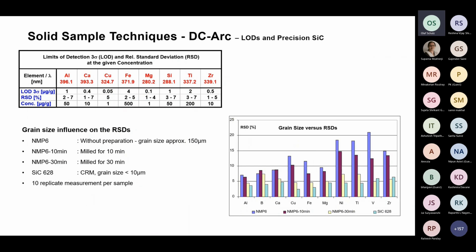The DC-arc technique enables limits of detection in the lower milligram per kilogram range and RSDs in the range of 5%. And those largely depend on the grain size of the material. And as the picture shows, RSDs for materials with larger grain sizes can be decreased by milling prior to the analysis.